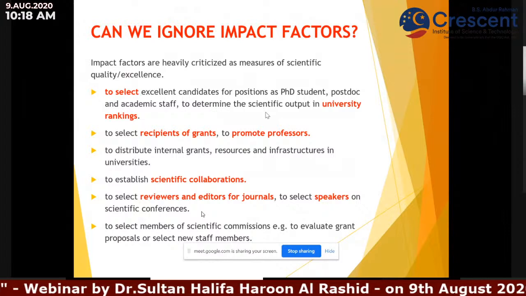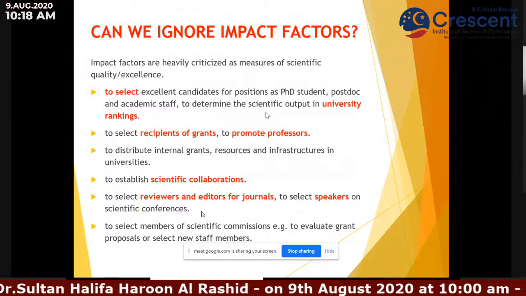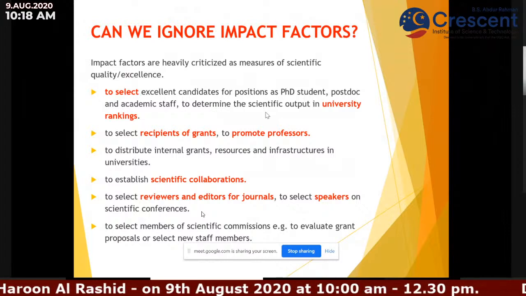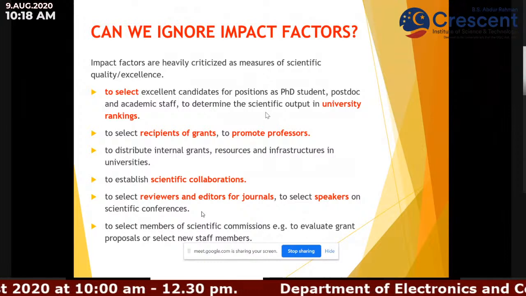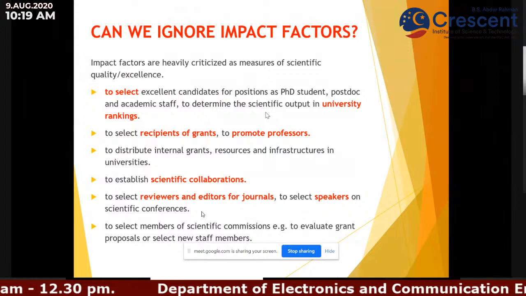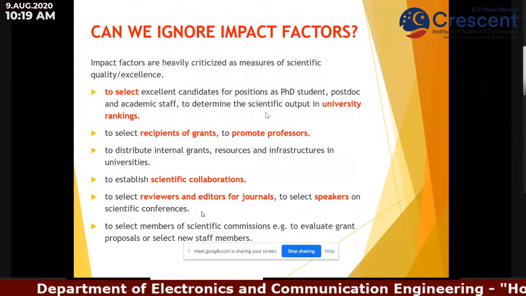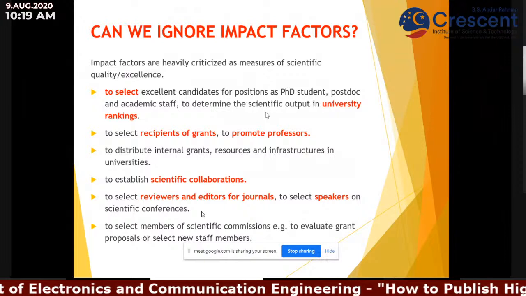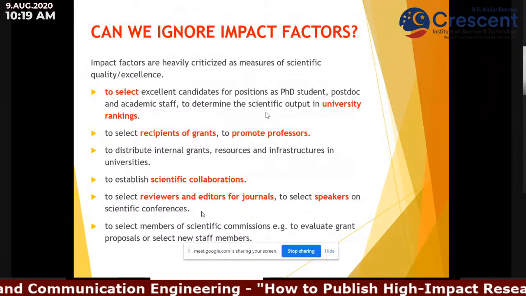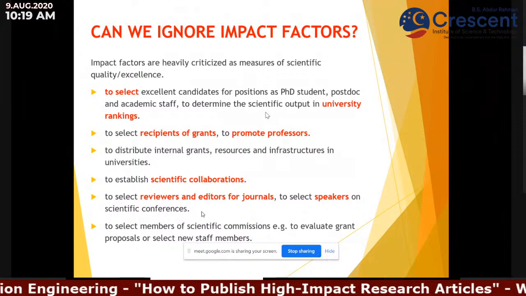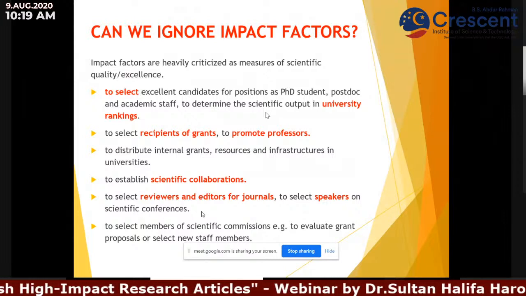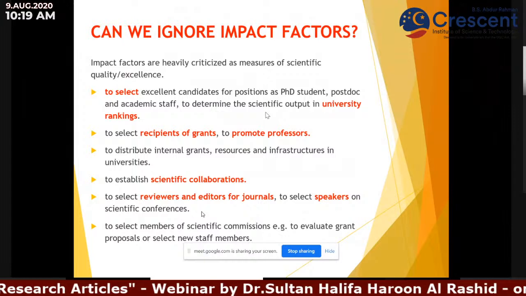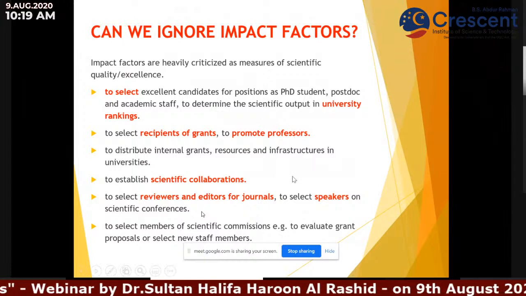So can we ignore impact factors? I don't think so. We cannot exclude impact factors at all. The first reason is, for example, when I was in my undergrad, I had two international publications. One is in China, the other one is from University of Cambridge, which actually got me the prestigious international scholarship to do my master's thesis in National University of Singapore.